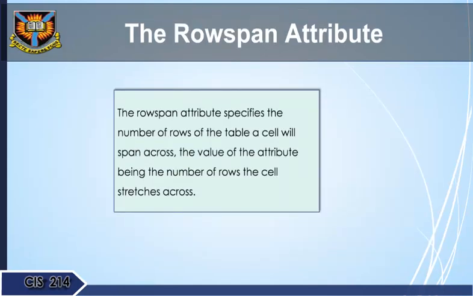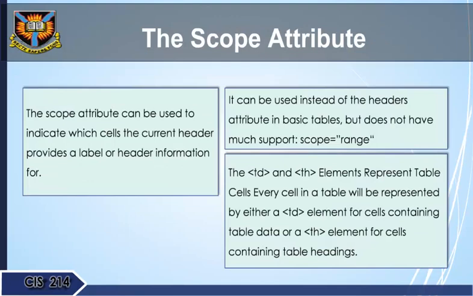The rowspan attribute. The rowspan attribute specifies the number of rows of the table a cell will span across, the value of the attribute being the number of rows the cell stretches across. The scope attribute. The scope attribute can be used to indicate which cells the current header provides a label or header information for. It can be used instead of the headers attribute in basic tables but does not have much support. Scope equals range.